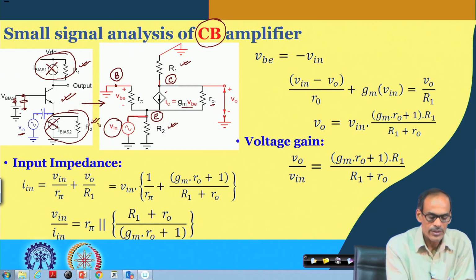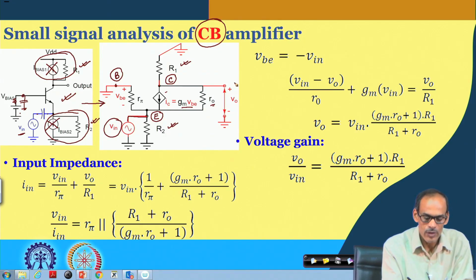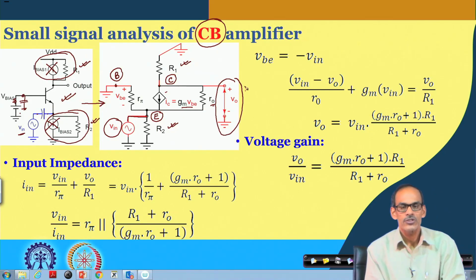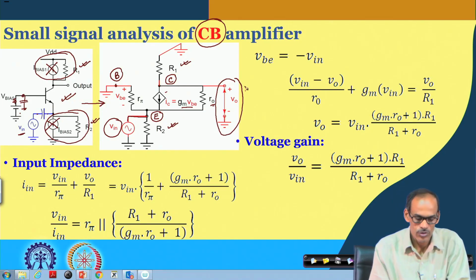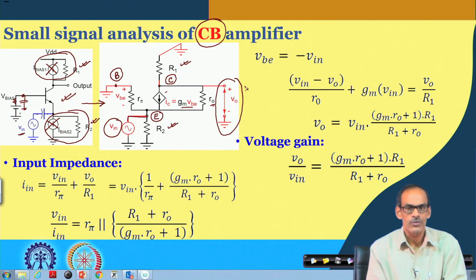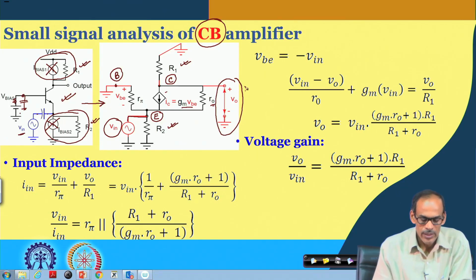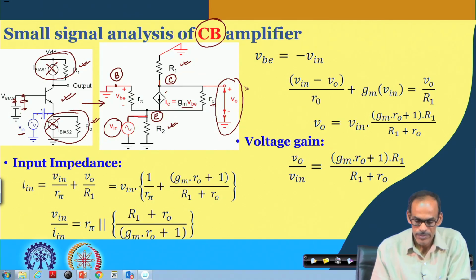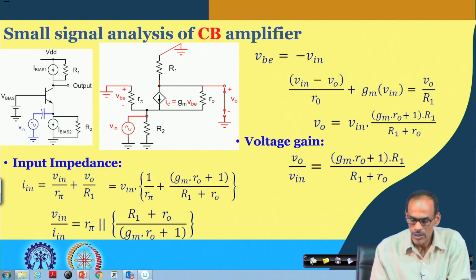Input we are giving at the emitter and output we are observing at the collector. In this diagram, we are showing that output is voltage, input is also voltage. Now, we are going to analyze this circuit step by step. So, by considering this small signal equivalent circuit, let us see what conditions we are getting.